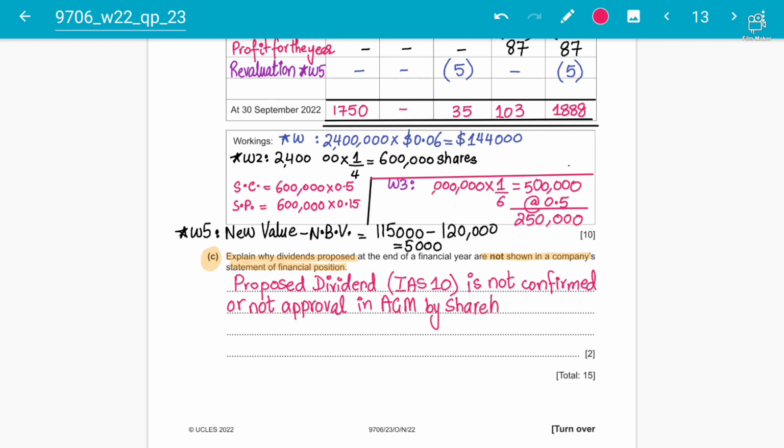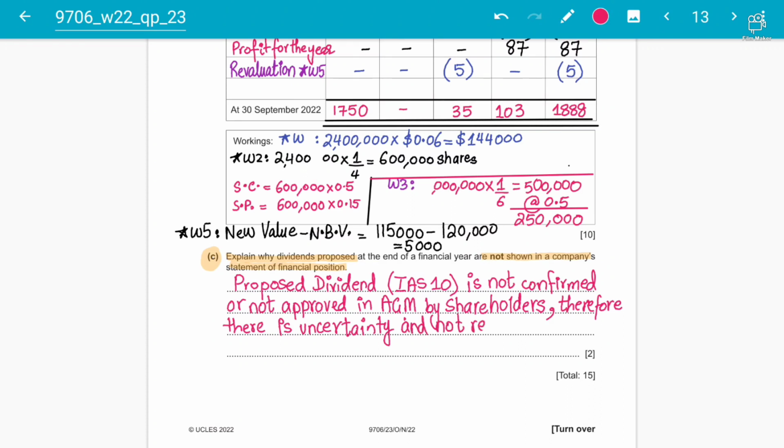The shareholders have not approved it yet. Maybe there can be changes in it and they can increase it. And there is no certainty. So the proposed dividend is not confirmed or approved in the AGM by shareholders. Therefore there is uncertainty, and when there is uncertainty it will not be recorded.